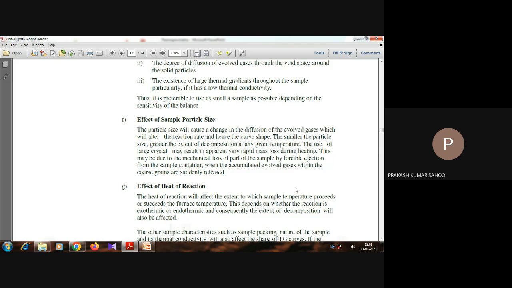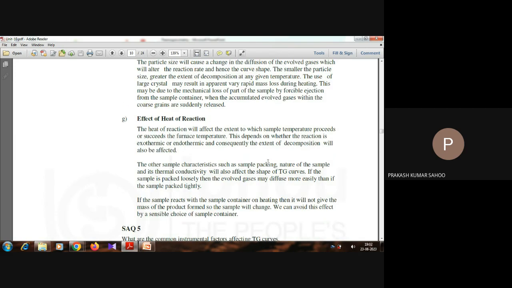This may be due to mechanical loss of part of the sample by forcible ejection from the sample container. So just remember, when the particle size is larger, the decomposition will be at a higher temperature. That means it has a slow decomposition rate, and if it is a smaller size, the decomposition will be at a faster rate. Effect of heat of reaction.